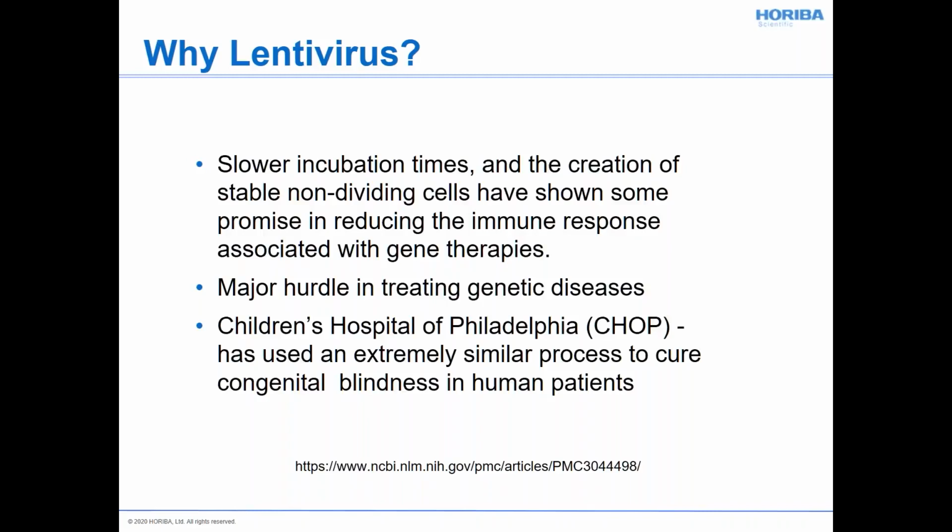The goal is to introduce genes into a sick person that will make them better, if you will. A major hurdle in treating genetic disease is that our body has this well-tuned system for rejecting viruses. And so we need to find a delivery virus that won't overly excite the immune system. Now, Children's Hospital of Philadelphia has used a very similar process to cure congenital blindness in humans. It takes a lot of work, but you can make people see this way, and that's just huge. It's something you never would have imagined a few years back.